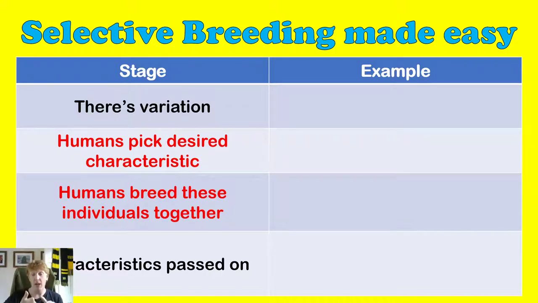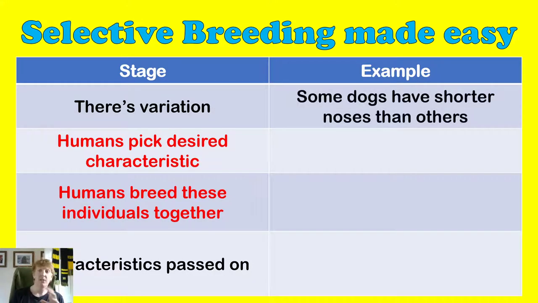So step one, there's variation. Step two, humans pick the trait that they want. We want a short nose. We want a cow that produces more milk. We pick what we want, right? And then we force, effectively, these individuals to breed together. And therefore, over many generations, we pass these characteristics along. So we're kind of manipulating natural selection.